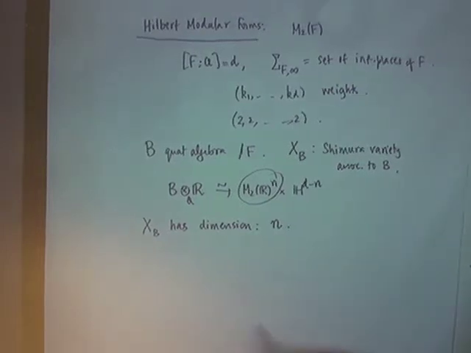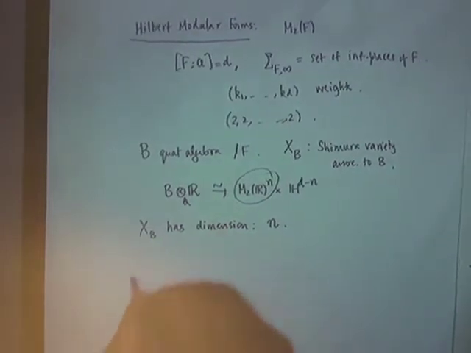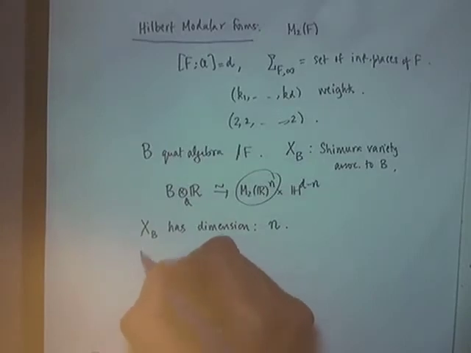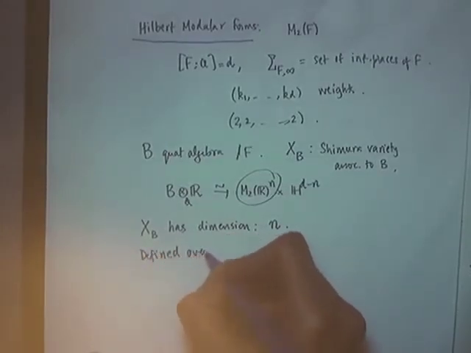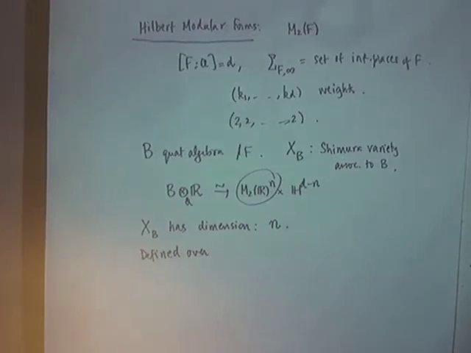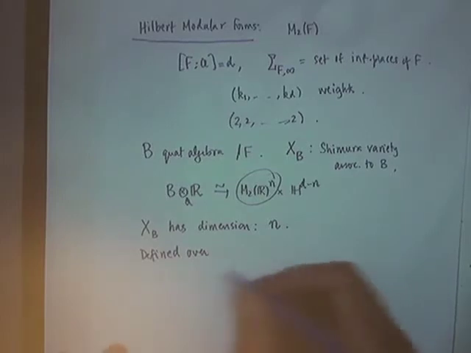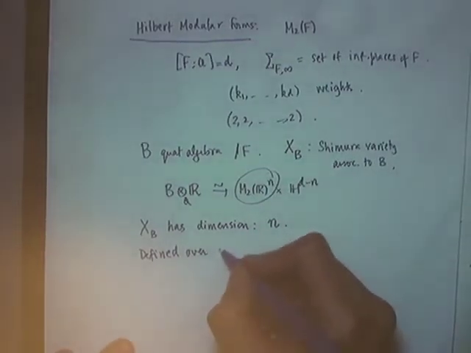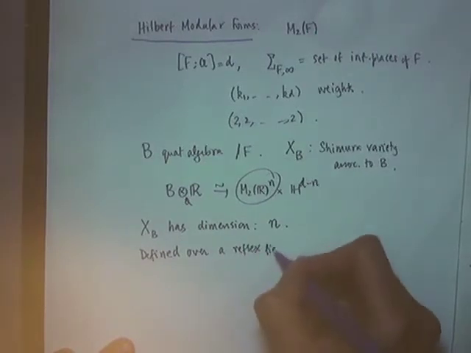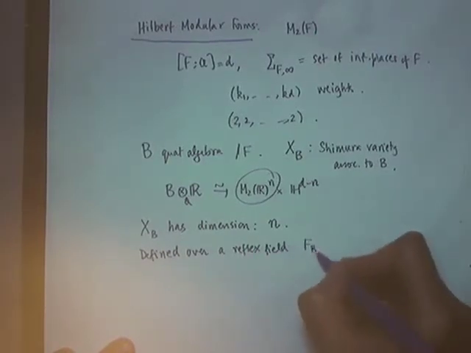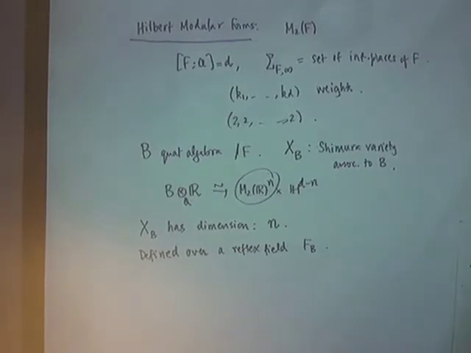Where is it defined over? Okay, so it turns out that it's defined. So previously, when we worked over Q, our varieties were all defined over Q. But in this case, it will turn out that it's defined over a specific field called a reflex field, which I'll call F sub B. Okay, so I'll tell you quickly what this is.